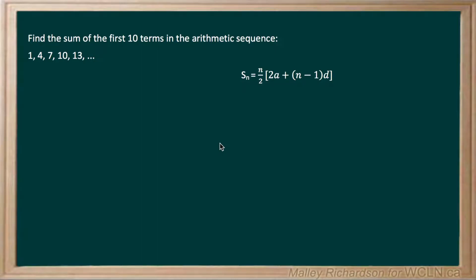In this example, we want to find the sum of the first 10 terms in the arithmetic sequence below. To find the sum, we are going to use our second formula given, which is S of n equals n over 2 all multiplied by 2 times a1 plus n minus 1 all multiplied by d. So this question asks us to find the sum of the arithmetic sequence. So that means we'll be solving for S of n.